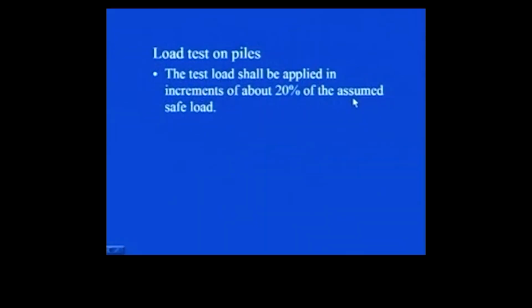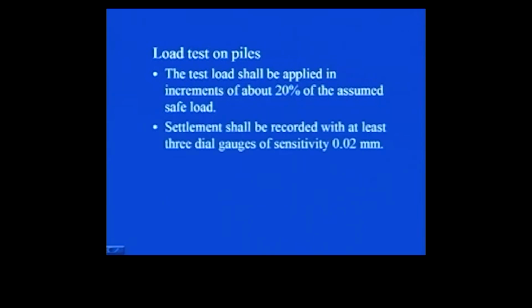So, if 500 kilonewton is your assumed safe load, then you have to apply 20% of that in the first increment. Then you have to wait for some time so that the pile can attain whatever settlement corresponds to that 20% increment, and then you have to apply the next 20% increment.